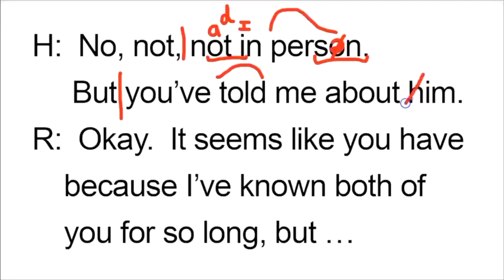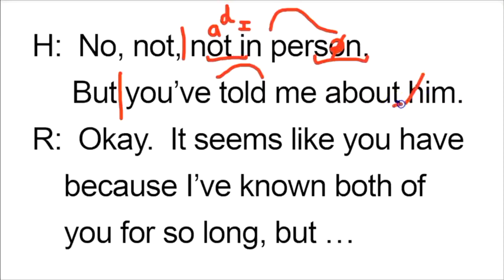Haquin dropped the H in him. We do this often with the words him, he, his, her, for example. Also have and had. But you've told me about him. Now the T comes between two vowels. What's that going to be? A flap T. About him. Just flap the tongue on the roof of the mouth.